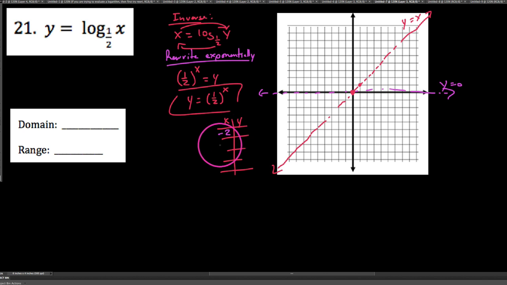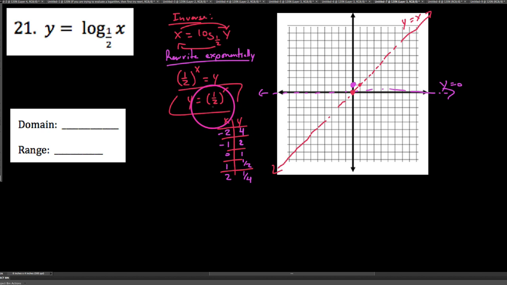Plugging in just some points here, let's see what we end up with. Plugging in 0 first, we get 1/2 to the 0, which has got to give us 1. So (0, 1) is on our graph, as we should expect with all exponential functions of the form 1 times b to the x. When we plug in 1, 1/2 to the 1 is 1/2. 1/2 to the 2 is 1/4. Going backwards, 1/2 to the negative 1 would be the same thing as 2 to the positive 1. And 1/2 to the negative 2 would be the same thing as 2 to the positive 2, which is 4.